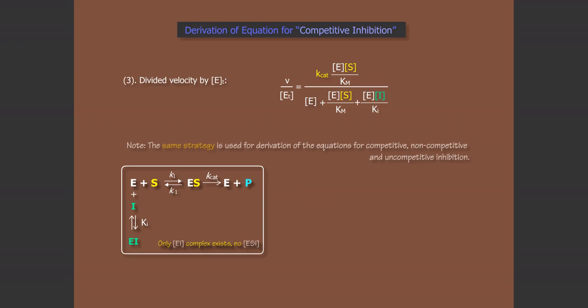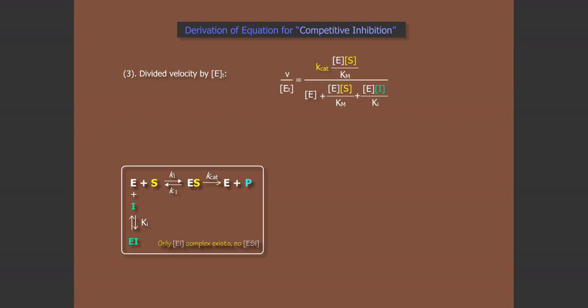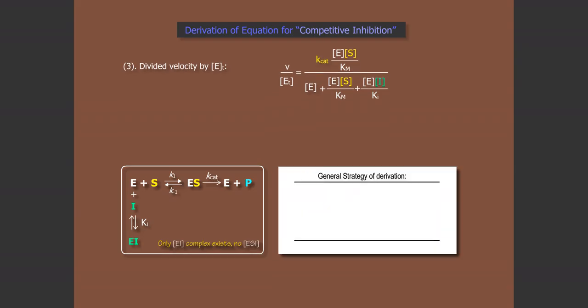From this point on, regardless of whether one is deriving the equations for simple Michaelis-Menten kinetics, competitive inhibition, non-competitive inhibition, or uncompetitive inhibition, the same steps are used in the following order. First, simplify the equation by canceling all terms containing free enzyme E.